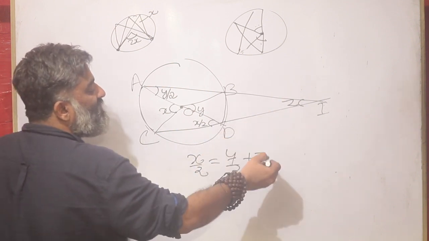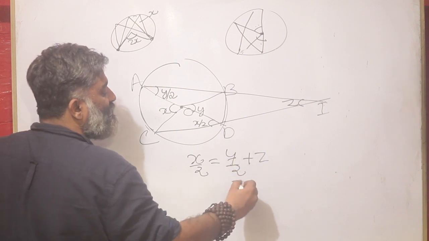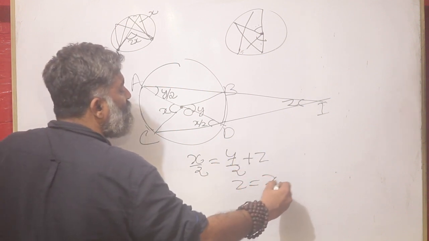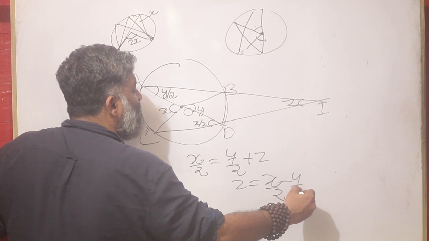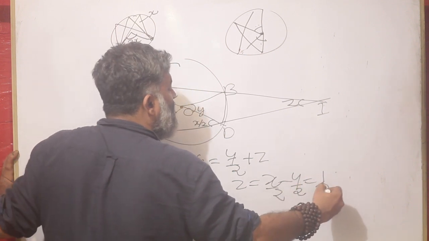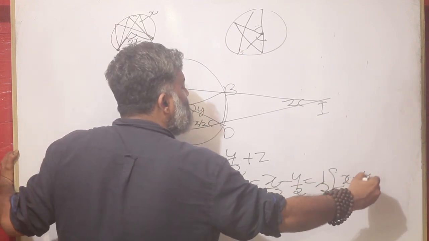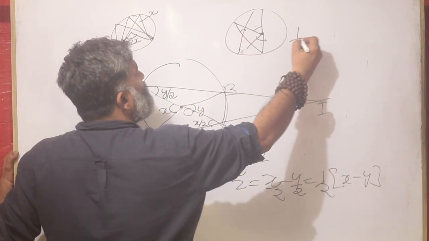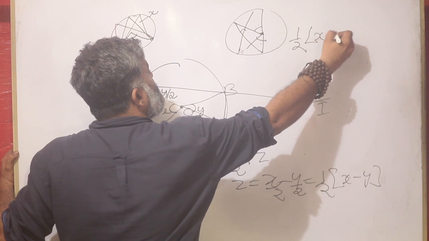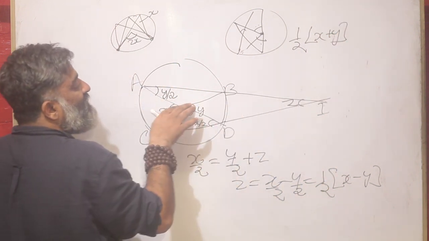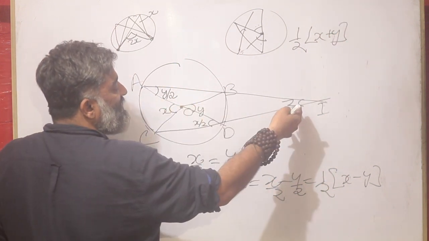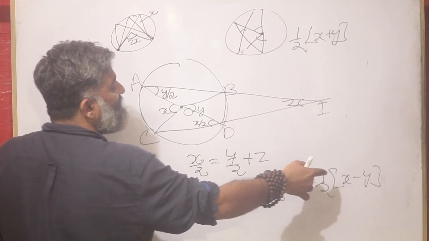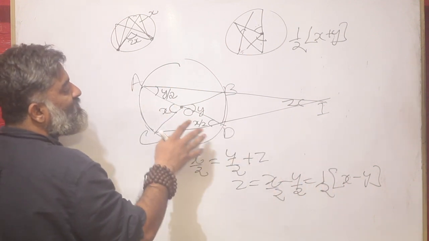I want to figure out the value of z, right? So z is equal to x by 2 minus y by 2, or overall I can say half of x minus y. So in this story, this particular angle was coming out as half of x plus y, and in this story where the angles are meeting outside, this angle is coming out as half of x minus y. And otherwise the idea is almost identical.